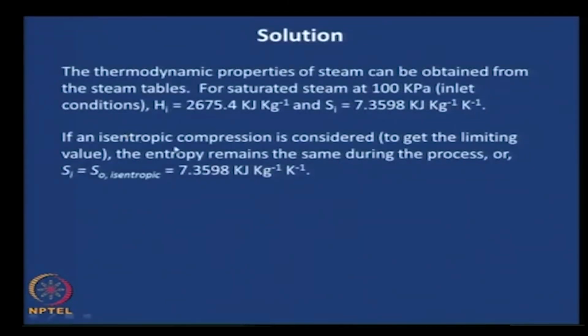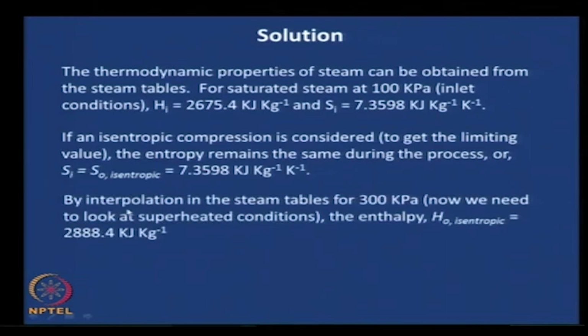If an isentropic compression is considered, and this is the limiting value, we know in an isentropic process the entropy remains constant. So we will make use of that point. Therefore the entropy at the outlet must be the same as the entropy at the inlet. Therefore we have a value for the entropy at the outlet as the same 7.3598 kilojoules per kilogram per Kelvin as at the inlet.